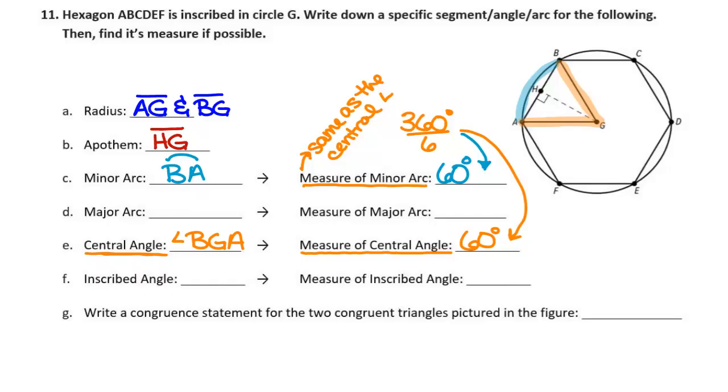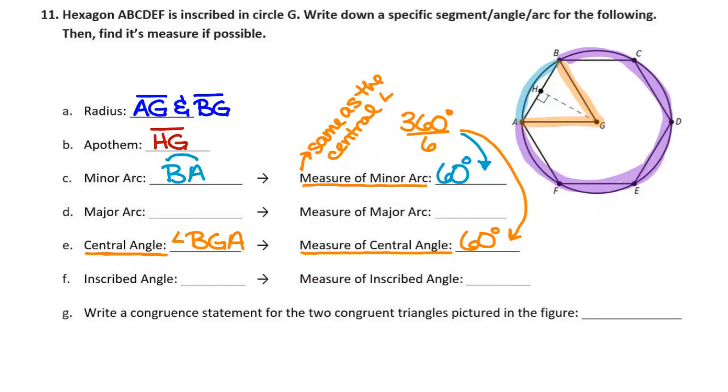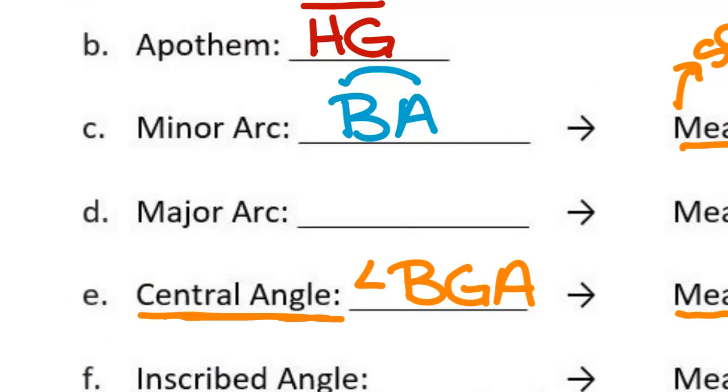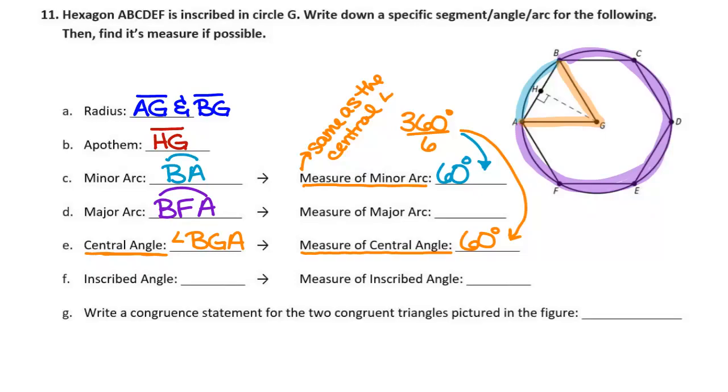The major arc will be all the rest of the circle, except for that minor arc. So here's my major arc. I can call that AFB, AEB, ADB, ACB, or we could go the other way around. We could call it BCA, BDA, BEA, or BFA. I'm going to call it BFA. I need to make sure that I have those endpoints, B and A, on either end, and then I need one of the points that's on the long way around the circle in the middle.